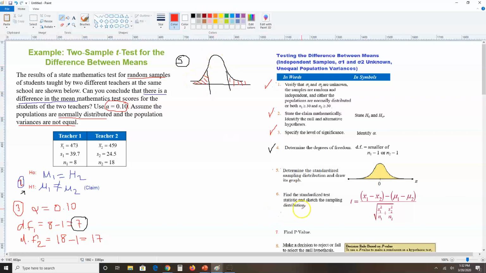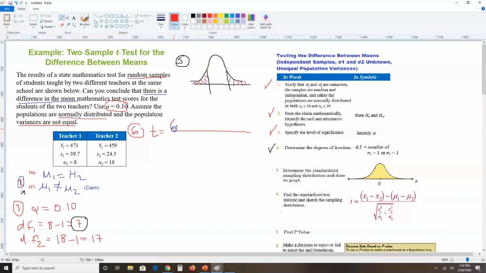Step number 6, we have to find something called the standardized test statistic. So it's a number that I'm going to calculate using a formula. Here's the formula. You can see it's a long formula. So I'm going to put it right here, step 6. And what do we do with formulas? We plug in. So let's start.